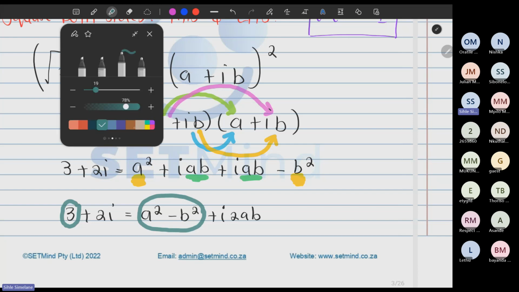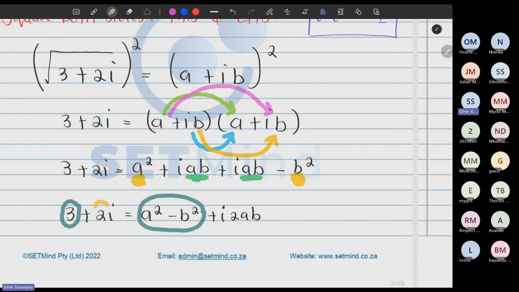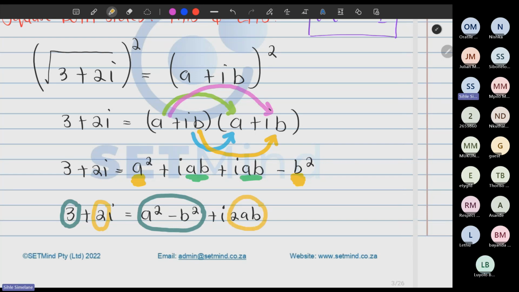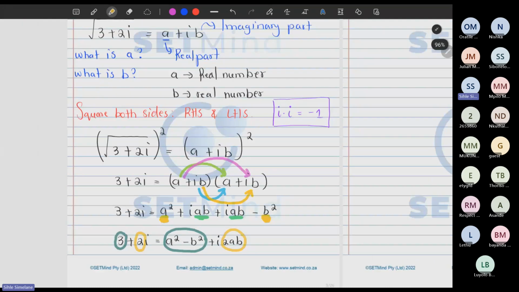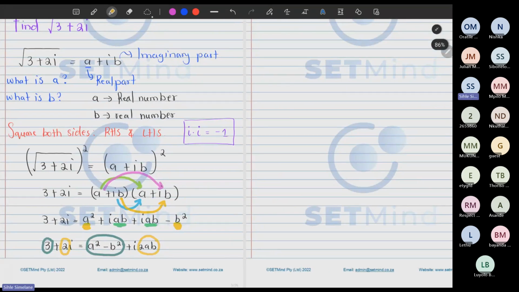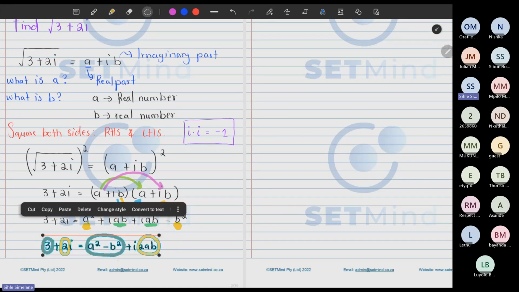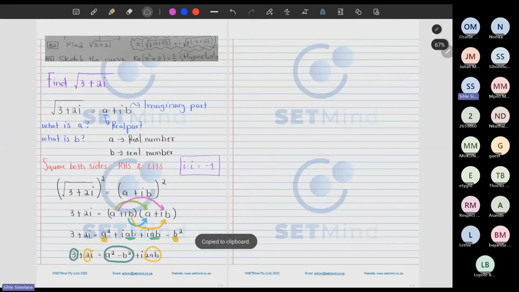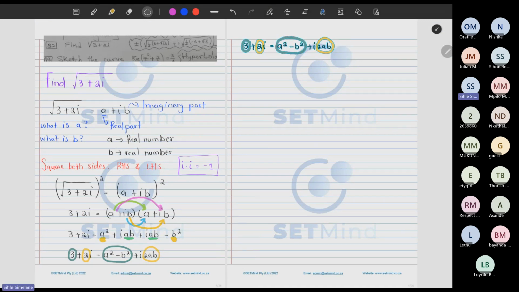So when we go to our imaginary part on the left-hand side, which is 2, it should be equal to the imaginary part of the right-hand side. Think of this as just balancing an equation. It makes common sense. The imaginary part on the left-hand side should equal the one on the right-hand side. Same goes for the real part. So from what we have here, we can make two equations and solve for our a and b, and then we'll be done.